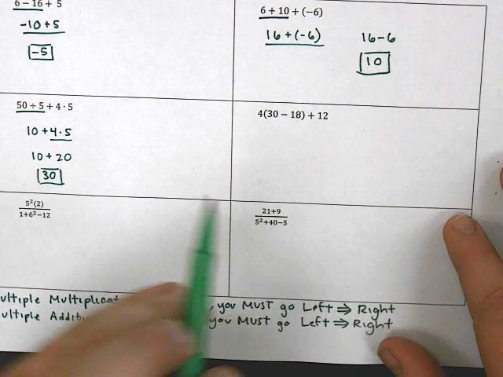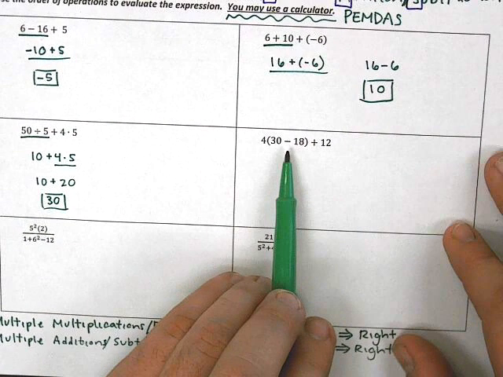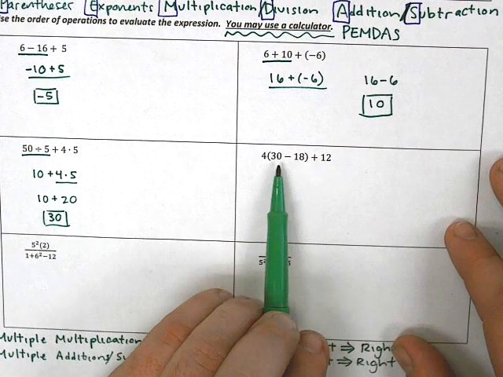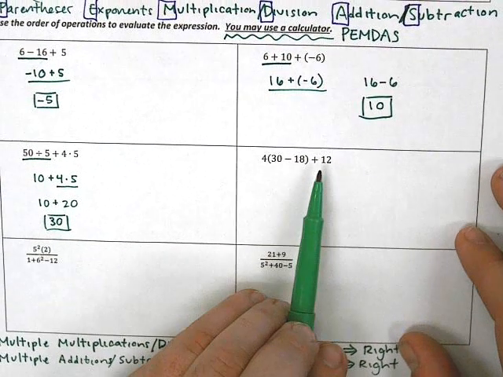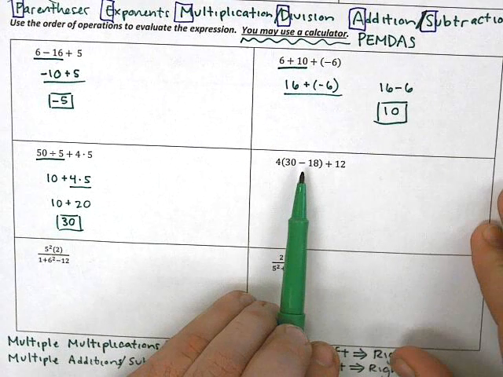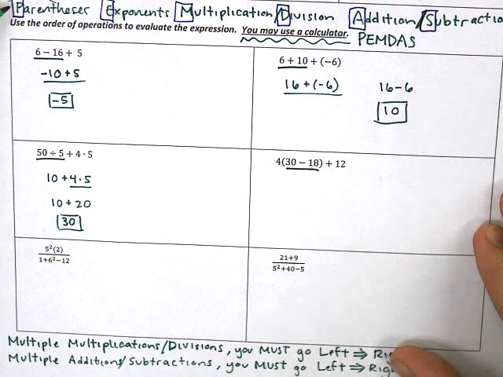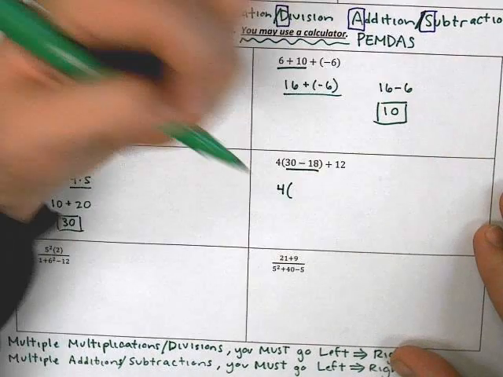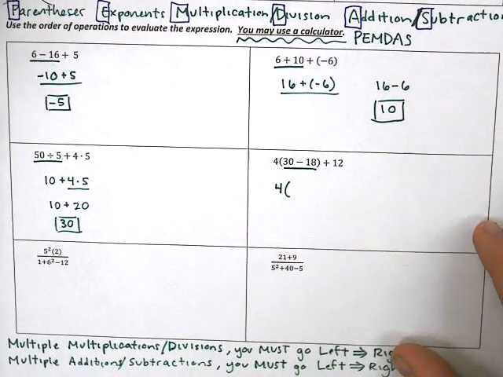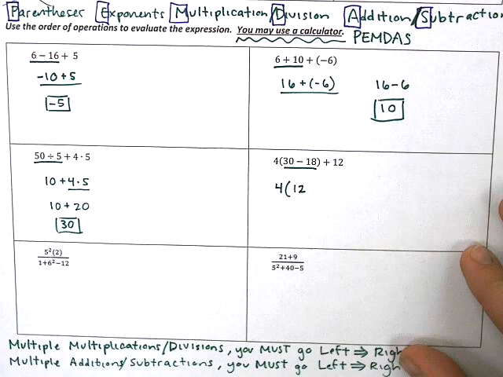All right, I see some parentheses, and ooh, good. It's not just a value. So this is what we're looking for, guys. We're looking for parentheses where we have to do work inside the parentheses first. That is the very first thing that we should always do. So this is going to be my first step because P comes first. Well, 30 minus 18, you can either use your calculator or you can know that that is 12.